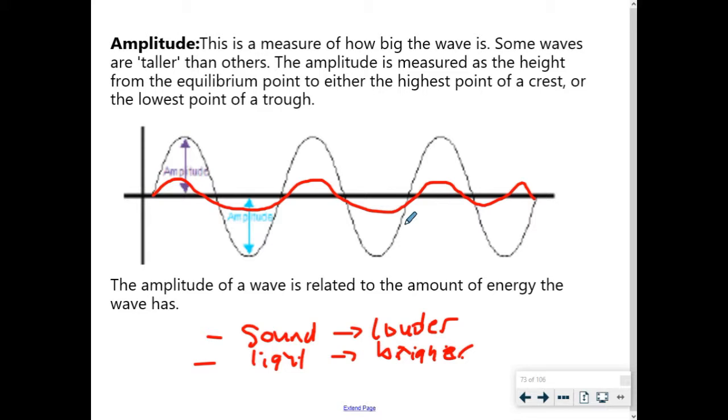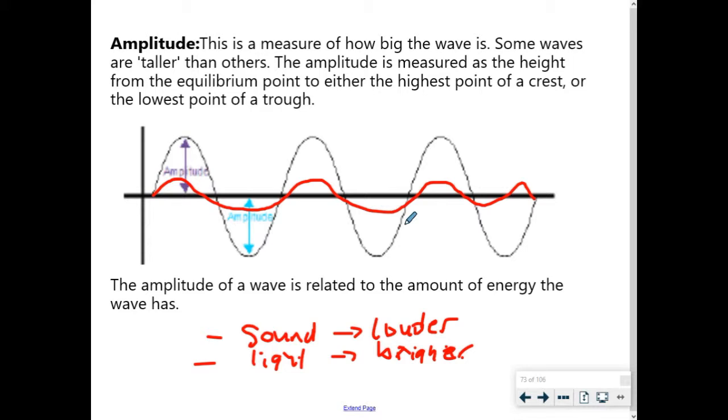What's the word we gave to that back in like topic 3? Anyone remember? I didn't hear it yet. What did you say? Resonance. Good job. When you have a natural frequency matched by a resonant frequency, you can make the waves get bigger and bigger and bigger, right?